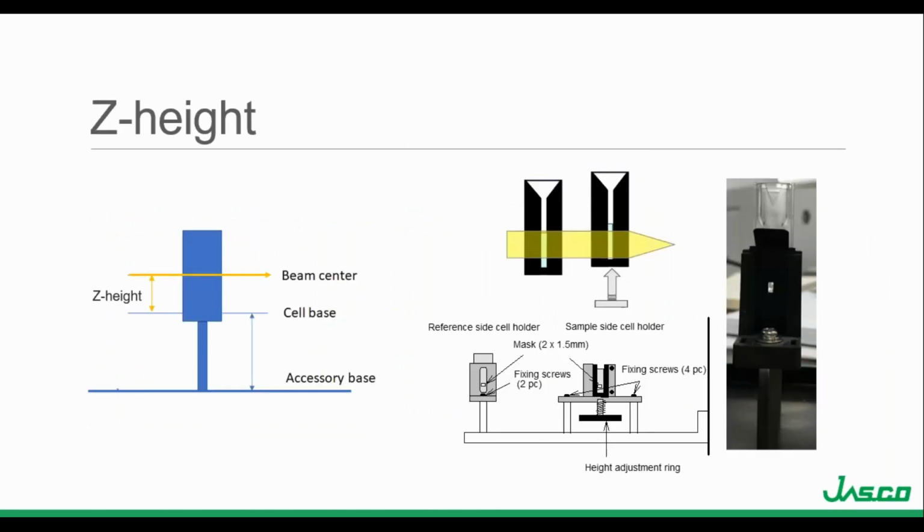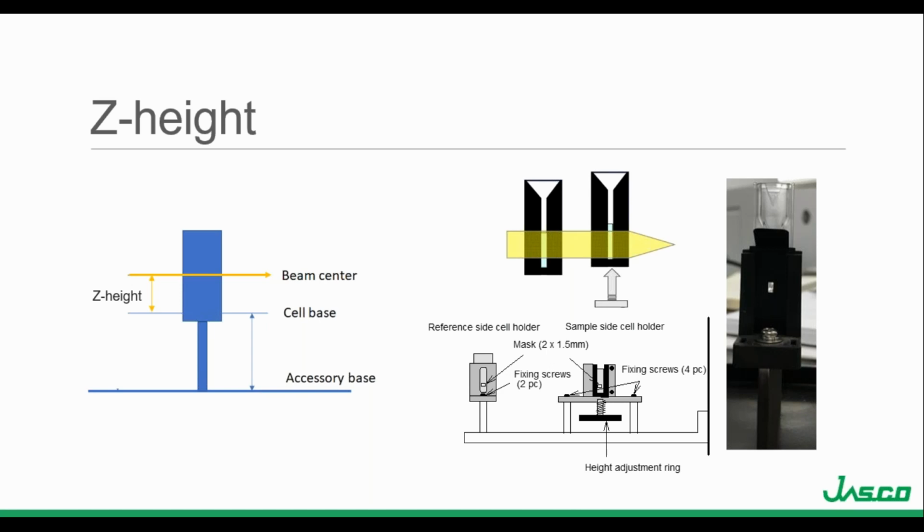The Z height is also another important characteristic of cuvettes. The Z height is the height from the base of the cell to the center of the light beam and will differ for different instrument manufacturers. The Z height for JASCO's V700 series spectrophotometers is 15 millimeters. However, we also offer a cell holder which can adjust the height of where the cell sits in the sample beam to account for small volumes.